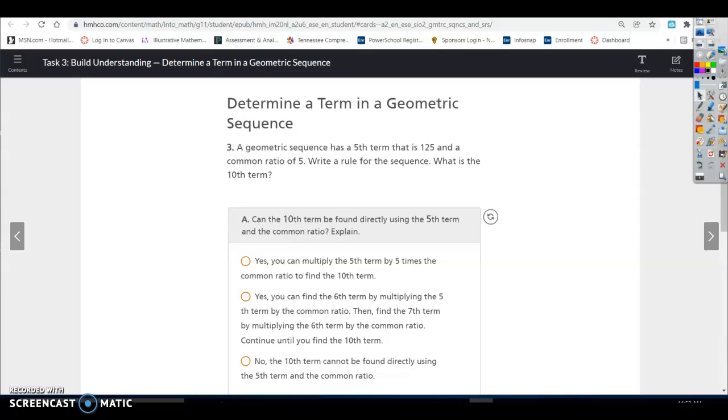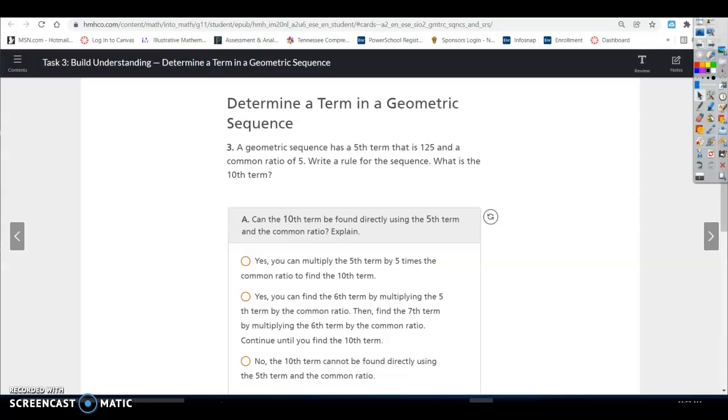Lesson 13.3, Task 3. Determine a term in a geometric sequence. A geometric sequence has a fifth term that is 125 and a common ratio of 5. Write a rule for the sequence. What is the 10th term?